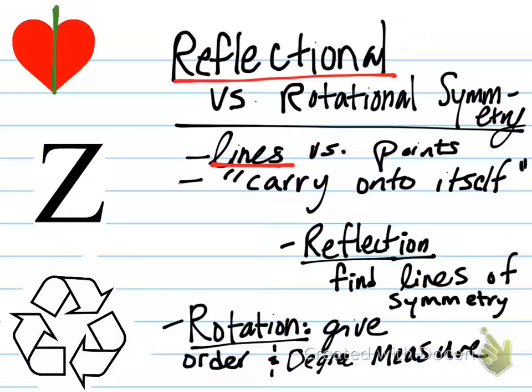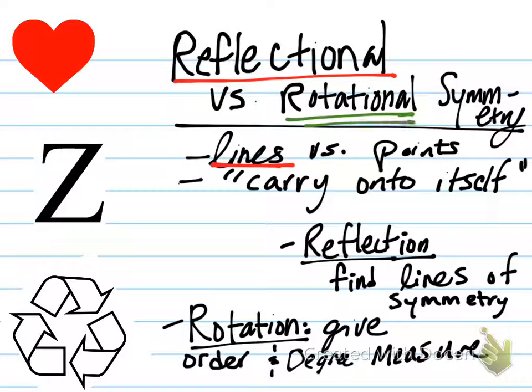Of course, this heart shape would have reflectional symmetry across that line. Notice that the Z does not. The two sides are not the same. And the recycling symbol also does not, because again, the two sides are not identical. So there's no reflectional symmetry there.